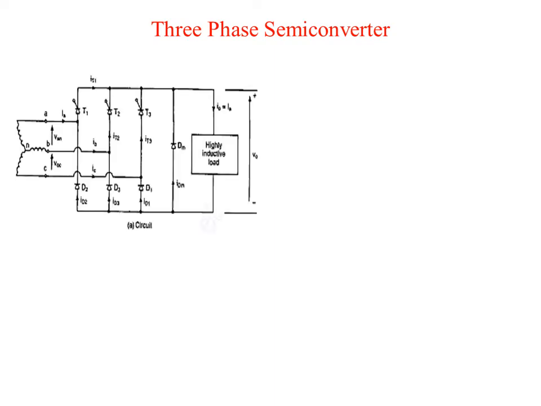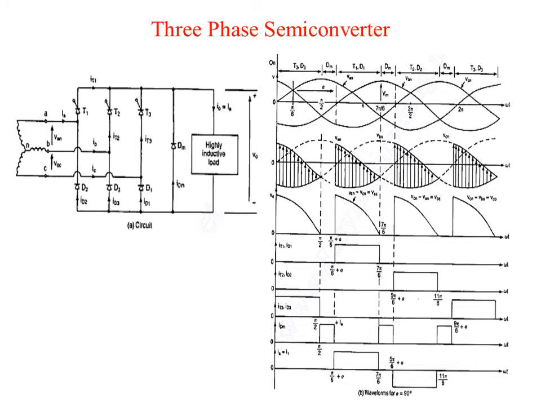Three-phase semiconverter. Three-phase semiconverters are used in industrial applications up to 120 kilowatt level, where one quadrant operation is required. The power factor of this converter decreases as the delay angle or firing angle increases, but the power factor of this semiconverter is better than that of three-phase half-wave converter.